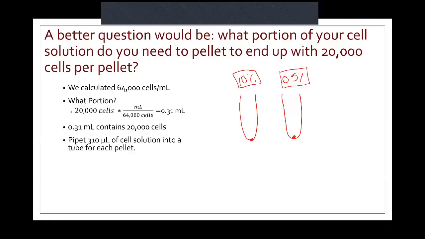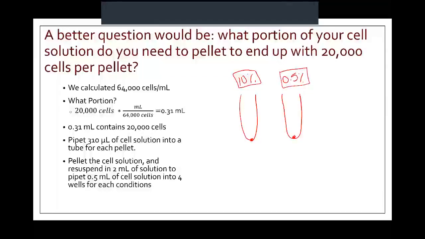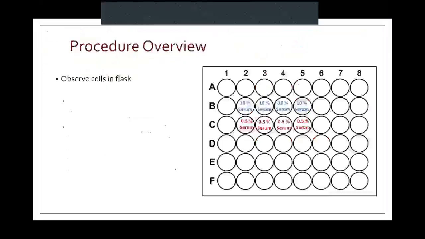So we've got a cell pellet with the right number of cells in it, and then you can just resuspend. We're going to end up with a higher volume of cell media, with 2 mils, and mix those cells back into solution. Then those 2 mils, you're going to put half a mil into each one of these wells, right? You've got one tube for your 10% and another tube for your 0.5%.